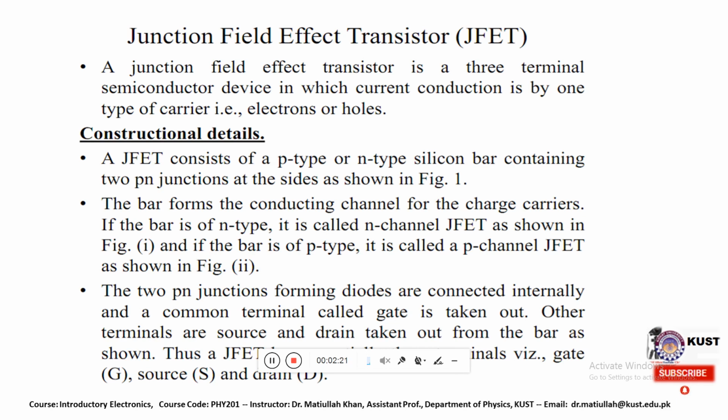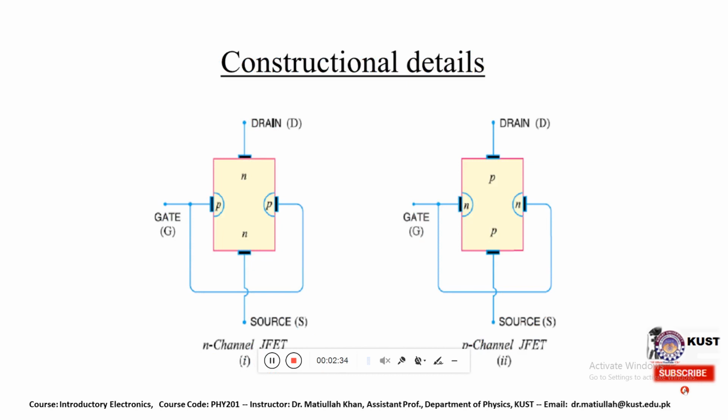If you look at the construction of the junction field effect transistor, it consists of a p-type or n-type silicon bar containing two p-n junctions at the sides. That is shown in the next slide. We will have a channel, p-type or n-type, which is the main junction represented here. We have a drain represented by D, a gate represented by G, and a source. In this case, the gate regions are made of P type material and the channel is made of N type material. This is an N channel junction field effect transistor.